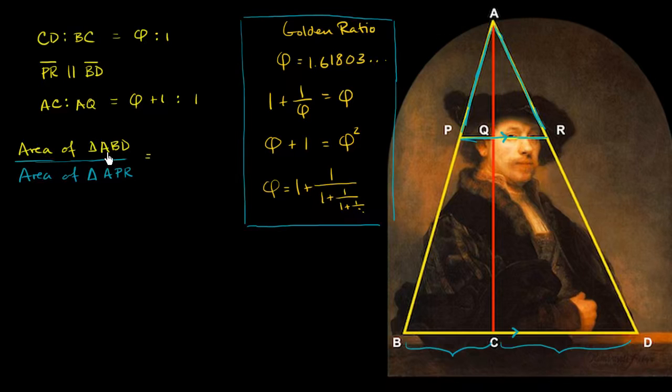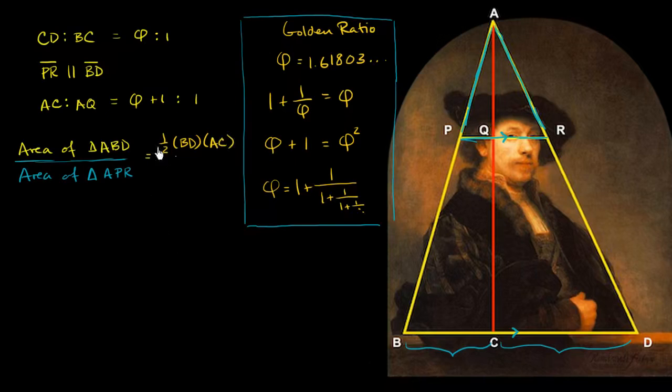What is the area of a triangle? Well, the area of any triangle is 1/2 times base times height. So the area of triangle ABD we could write as 1/2 times our base. Our base is the length of segment BD. So 1/2 times BD. And what's our height? Well, that's the length of segment AC. Times the length of segment AC.